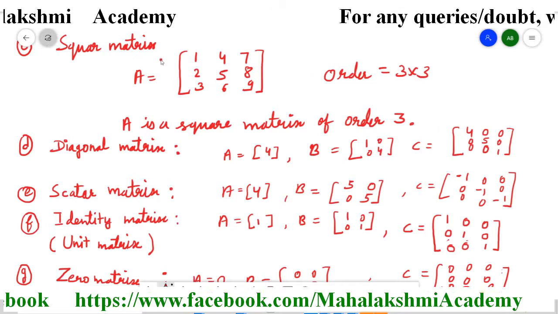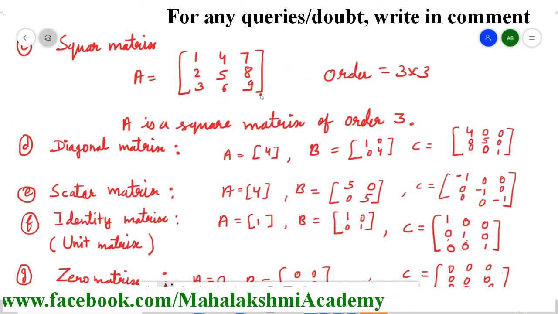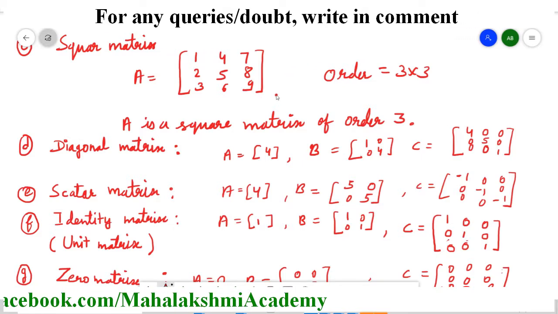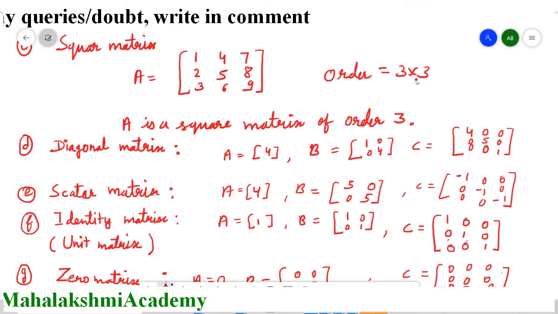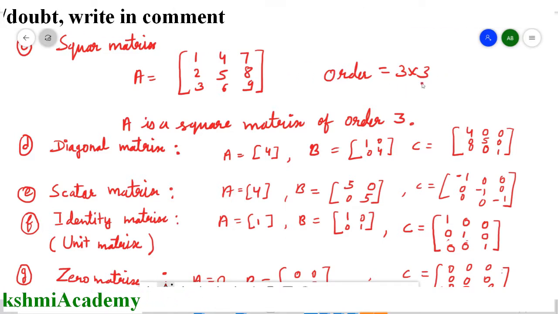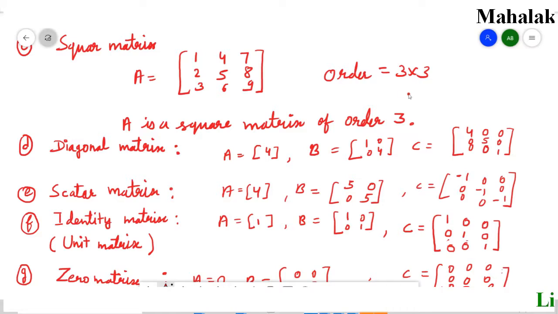In a square matrix, it's not necessary that it is always 3 rows and 3 columns. The number of rows and the number of columns must be the same. It can be 3 by 3, it can be 4 by 4, 2 by 2, 5 by 5. I just gave one example of 3 by 3, but the main thing is that the number of rows is equal to the number of columns.